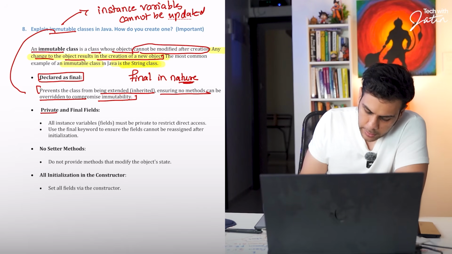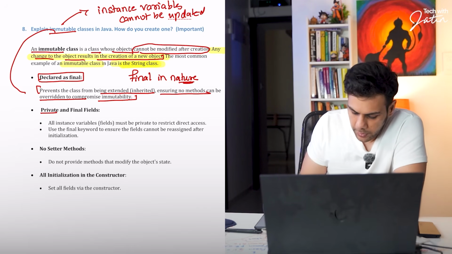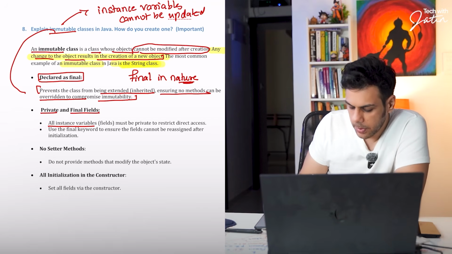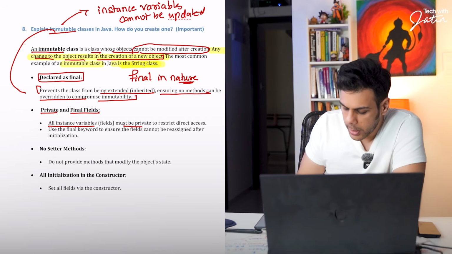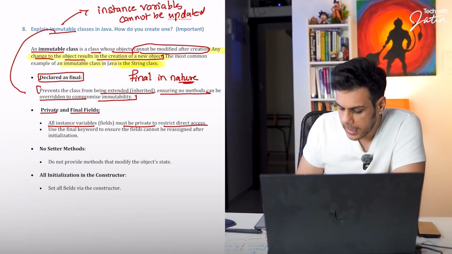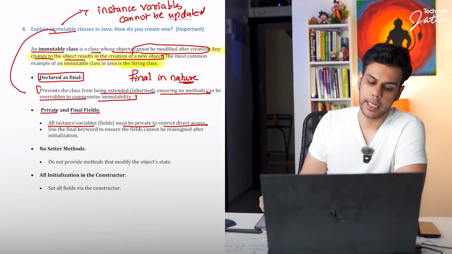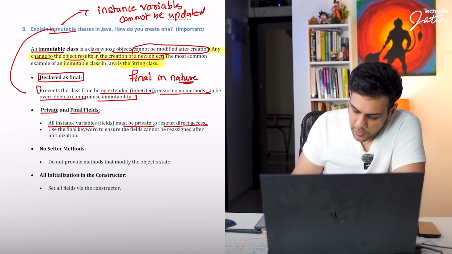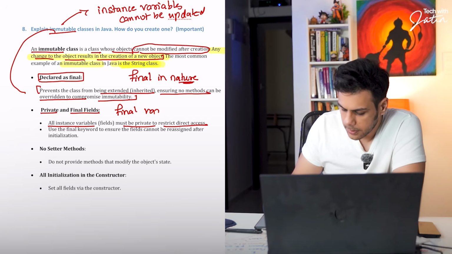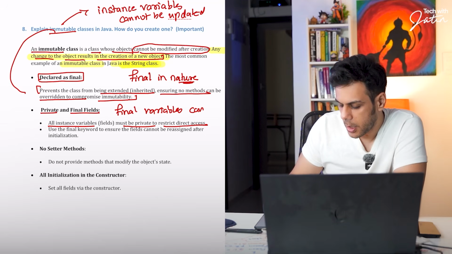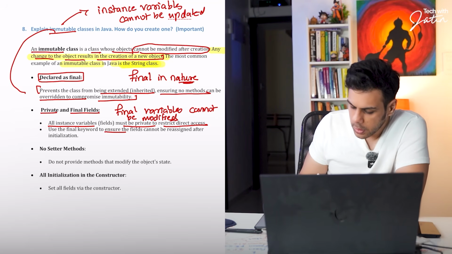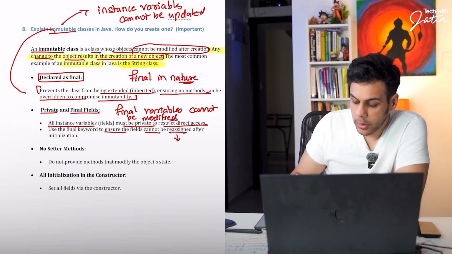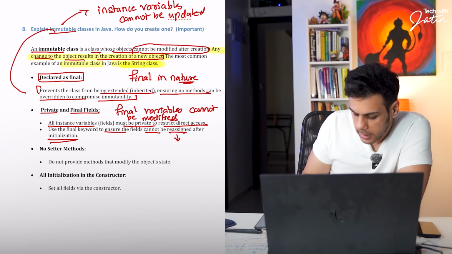The second thing is that variables are going to be private and final fields. All the instance variables of your class are going to be final and private to restrict direct access. If you create a variable as final, final variables cannot be modified. The use of the final keyword ensures that the field cannot be reassigned. That is, you cannot modify them after initialization.